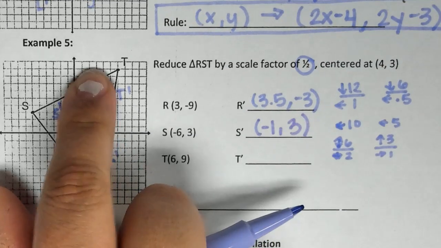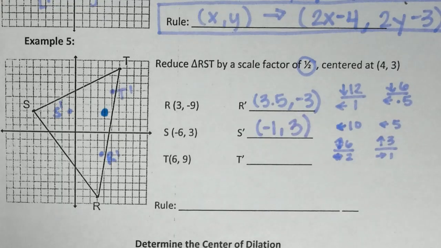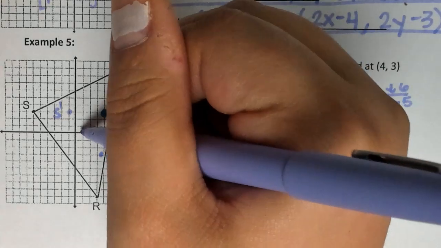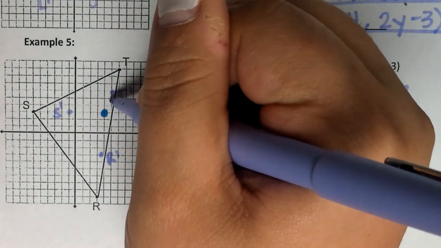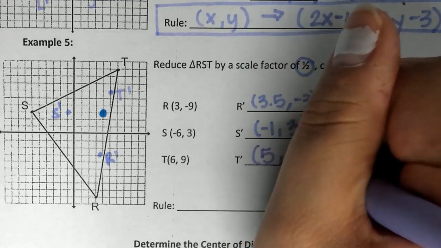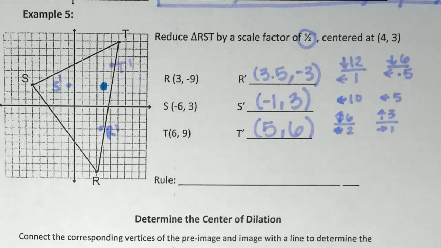T, I got up 6, right 2? And so what is up 6? I mean half of that. Up 3, right 1, which lands me at 5, 6? Yeah. Okay. What questions can I answer?